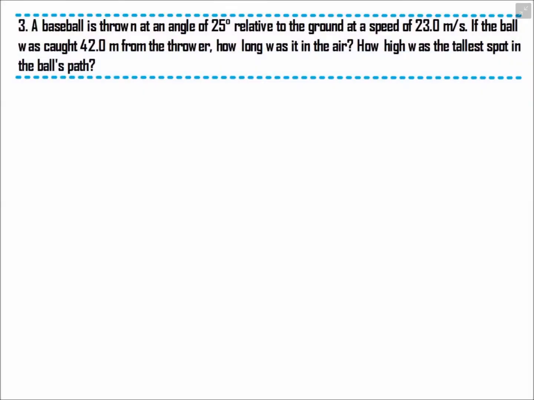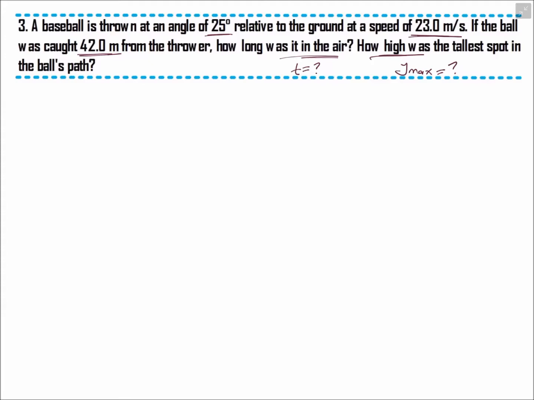Hello, welcome everyone. In this question, it says a baseball is thrown at an angle of 25 degrees relative to the ground at a speed of 23 meters per second. If the ball was caught 42 meters from the thrower, how long was it in the air? So it's asking what's the time, and how high was the tallest spot in the path. So it's also asking what is the y max, the maximum height.